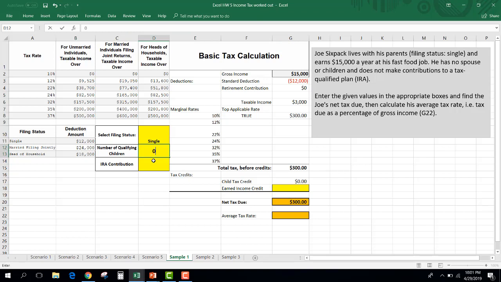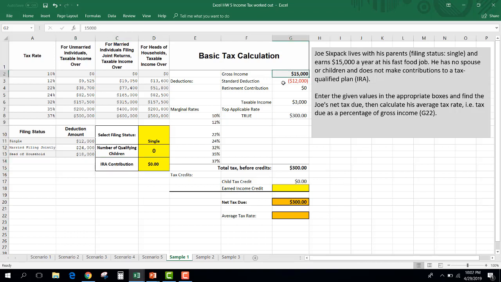So no qualifying children, so we can plug a 0 in there. No IRA contribution, so we can plug a 0 in there. Qualifying children, of course, you'll recall from my lectures, will give you a refundable tax credit. It's actually one of the most generous credits in the whole tax system. And then making contributions to an IRA, an individual retirement account, that's one of several tax-qualified plans that you can have, and that is a deduction that subtracts that amount of income from your taxable income. But Joe Sixpack doesn't have any of that, so his taxes are going to be pretty simple.